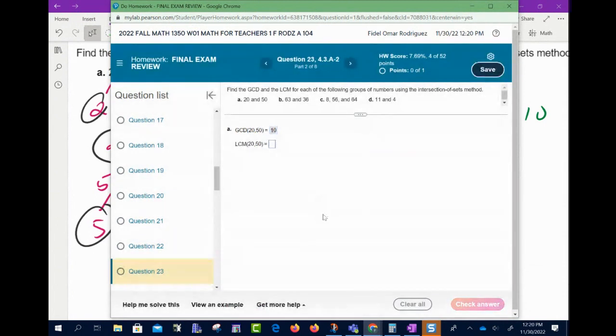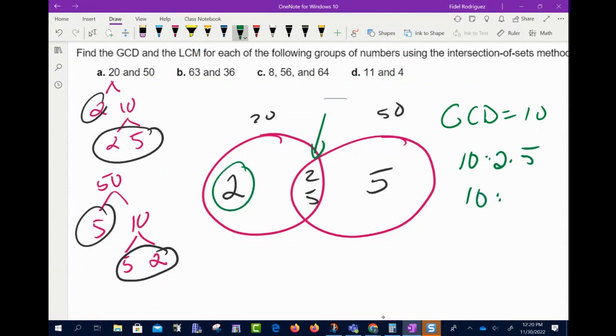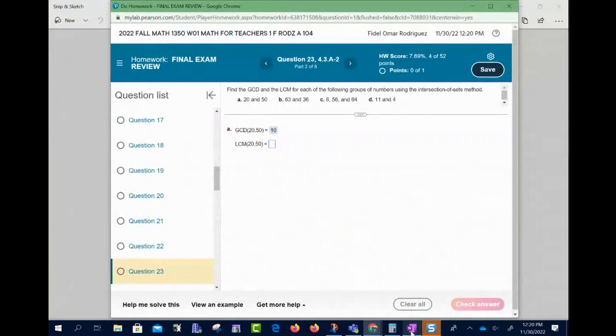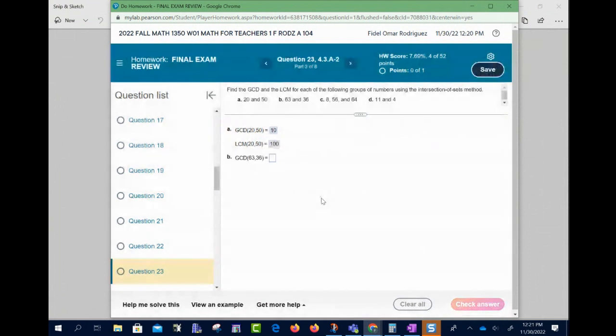Okay. Now, we want to find the least common multiple. The way we find the least common multiple is we take all the numbers that we see and we start multiplying them out. So we already have the 10, and now we're going to multiply it by the 2 and the 5. So that's 10 times 10. That's going to give me 100. So I'm going to come back right here, and we'll drop 100, and we got it. Okay.